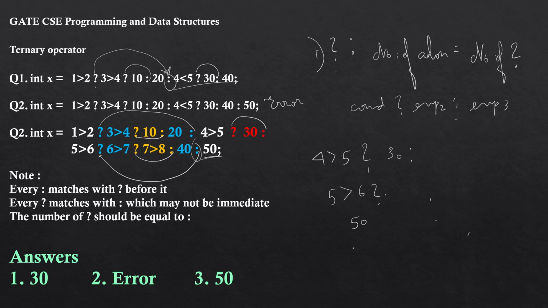Now, how do you know which colon goes to which question mark? Every colon matches with the question mark before it. And suppose a colon like this blue one doesn't have a question mark just before it. Then we check the next rule. Every question mark matches with the colon after it. It doesn't need to be immediate. And one thing you should always note, the number of colons and question marks should always be equal. Otherwise, the compiler will give error.